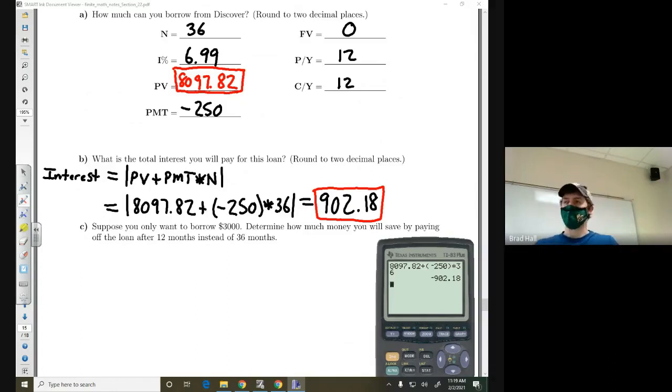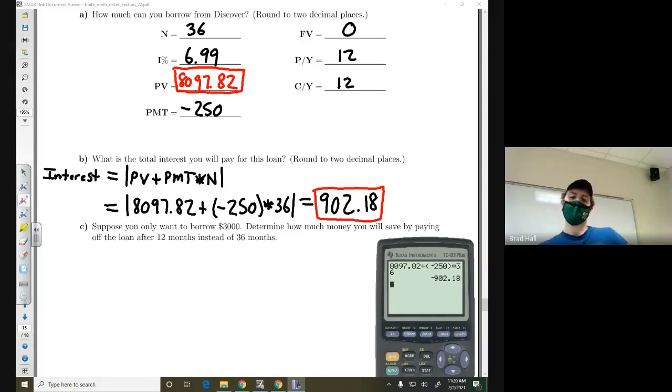For some people, that may seem like a good deal. For others, that may not. Depends on your financial situation. But that is pretty much the art of finance. That's how they make their money. That's how much interest you would pay. So that's the new characteristic that shows up in this section. Does anyone have any questions about this so far? If not, let's move on to part C.